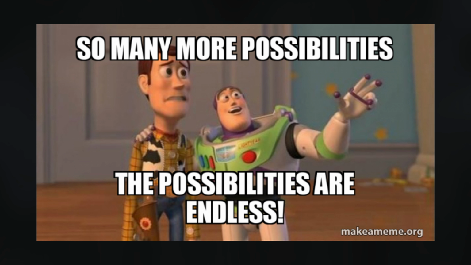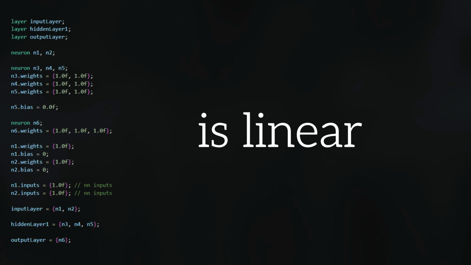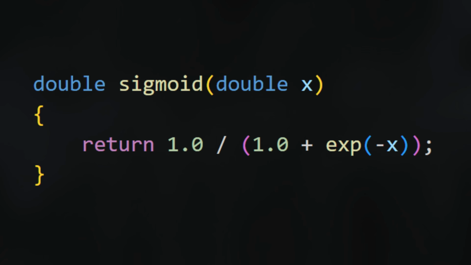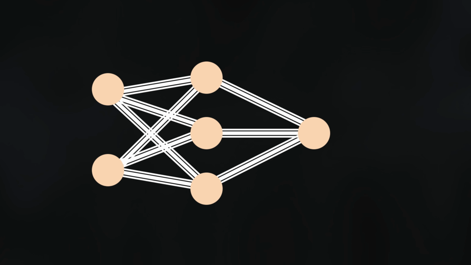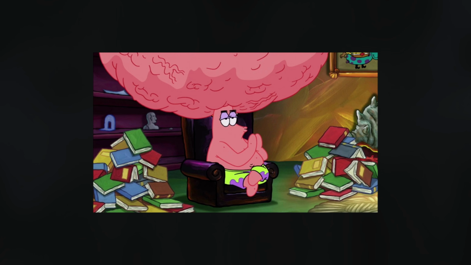There's so many possibilities. Although, this neural network is linear because it doesn't use any activation functions. So, it cannot learn complex patterns. And it's surprisingly simple to change that. And now, finally, we have a neural network that can learn basically anything.